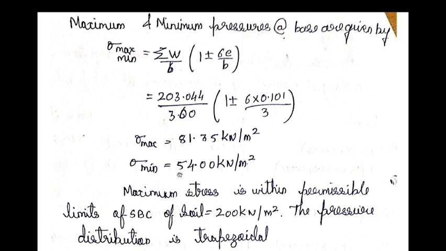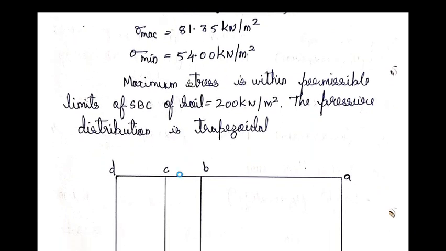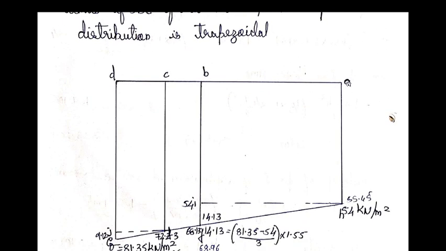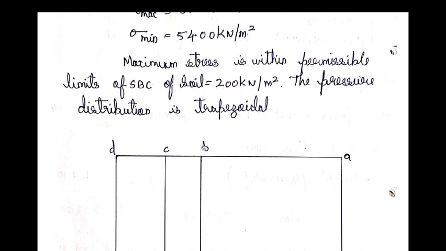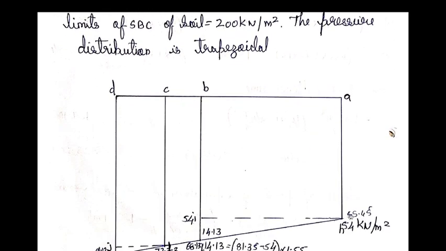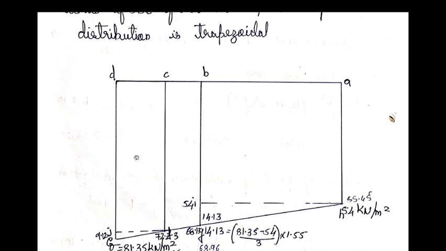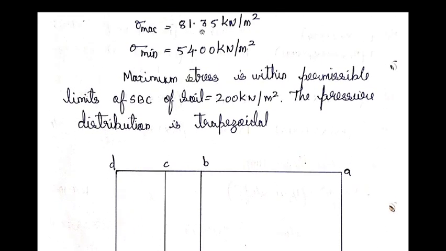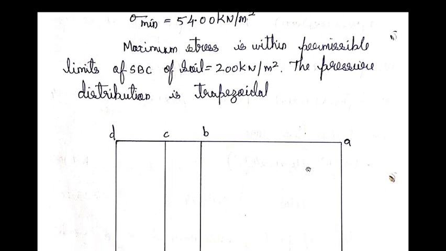So this I will just show you in a diagrammatic form. I have marked the points as A, B, C and D. This is acting at the base slab edge. Then this is where the stem portion comes into action, and this. So whatever maximum pressure and minimum pressure we have calculated, the minimum will be acting at this point and the maximum will be acting at this point. So initially we will get a value of 81.35 kilonewton per meter square at the D end, and 54 kilonewton per meter square at the A end.